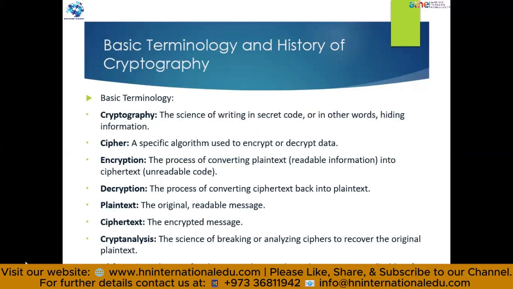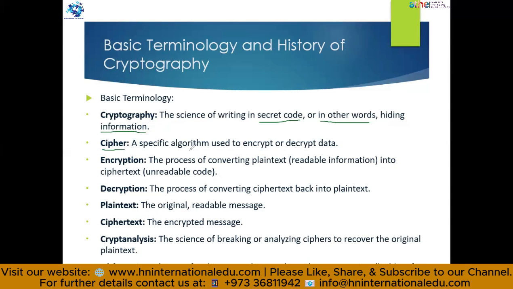So some basic terminologies like cryptography. We have already seen it is the science of writing the secret code. We can say the information we are going to convert into another language, maybe hiding the information. So basically the process of hiding the information is known as cryptography, as we just alternate our whole text into something else. Okay, so we just hide our information.